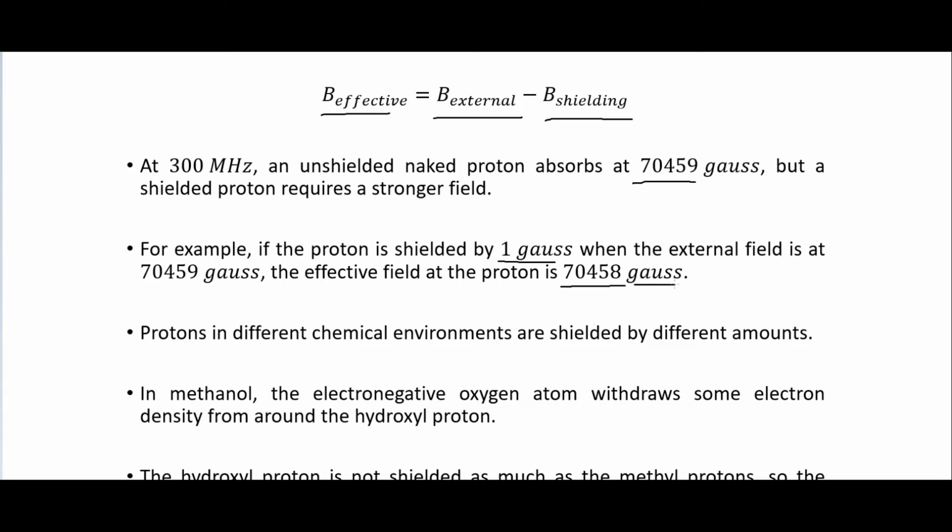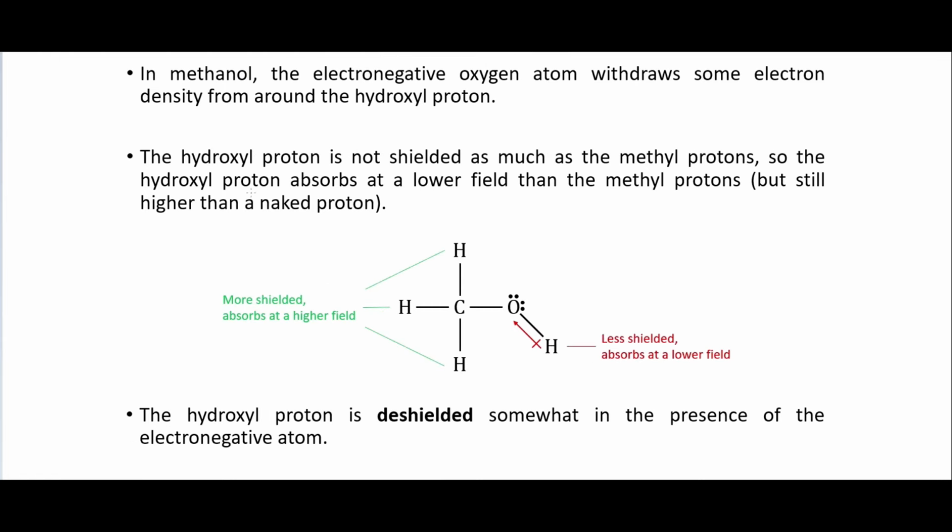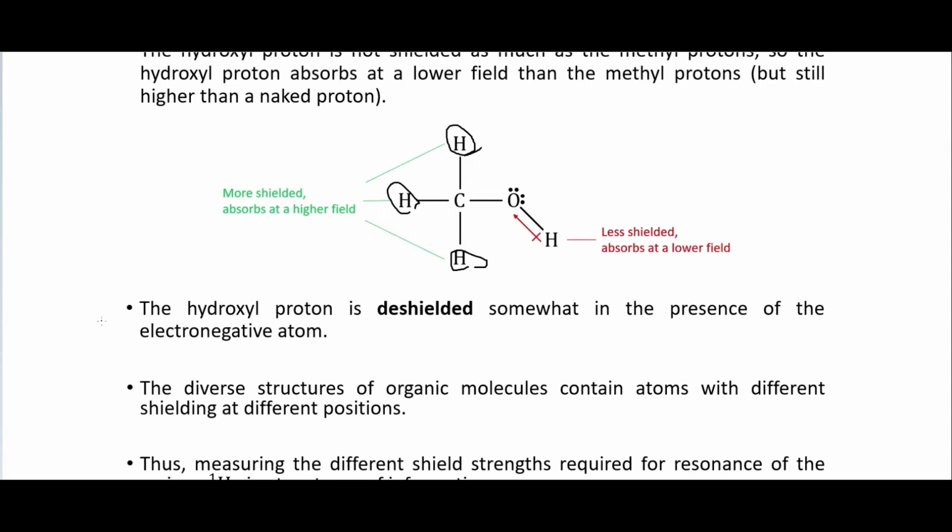And so it has been shielded by 1 Gauss. And so protons in different chemical environments are shielded by different amounts. So for instance, in methanol, we have the electronegative oxygen atom, which withdraws some of the electron density from around the hydroxyl proton. And so the hydroxyl proton will be less shielded than, say, the protons on the methyl group right here. And so therefore it will feel more of that external magnetic field. And so we say that the hydroxyl proton is de-shielded in the presence of the electronegative atom.